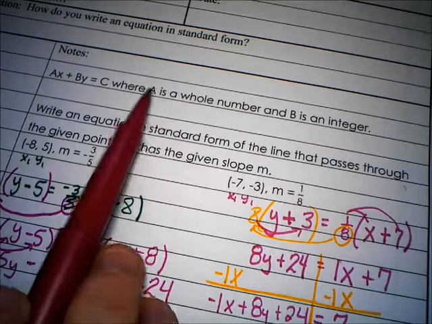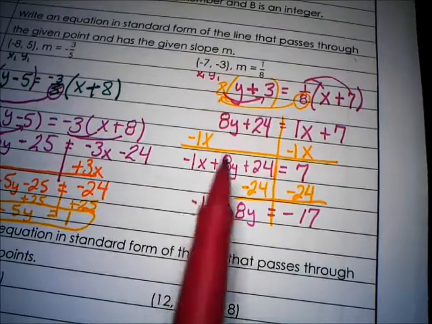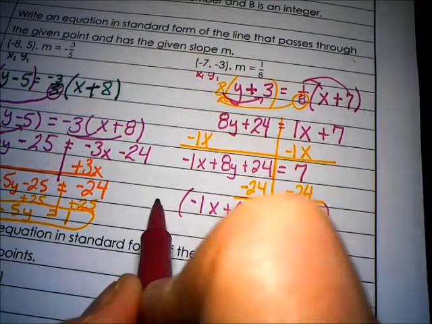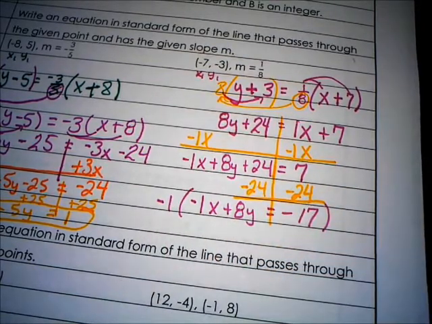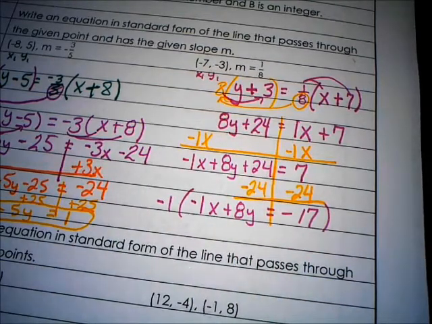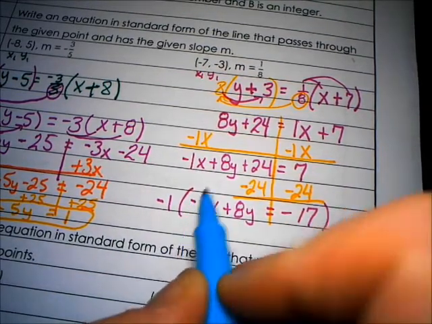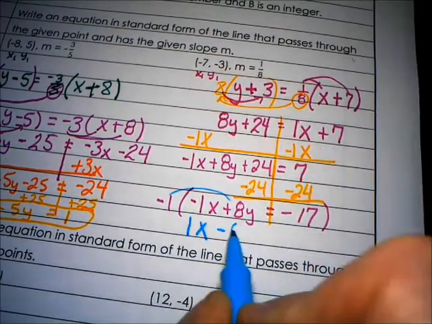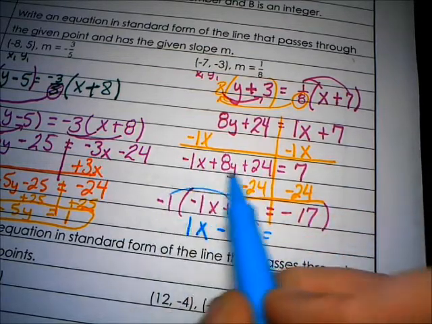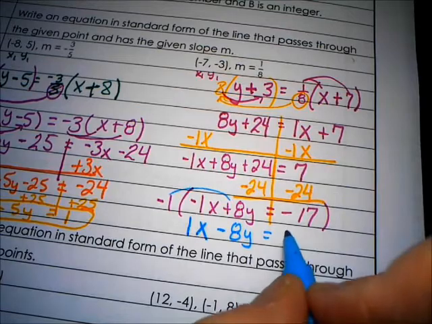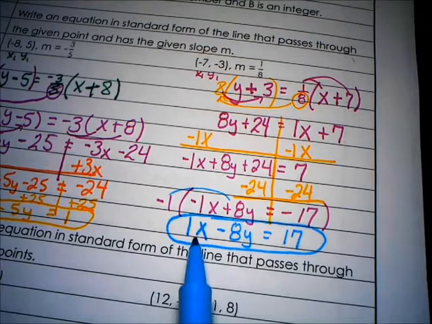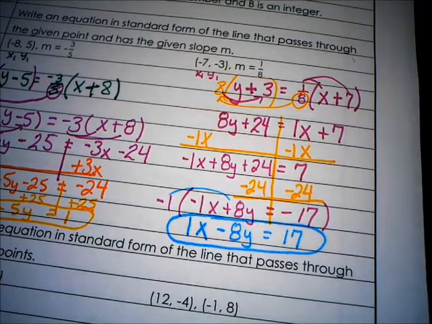If I look up here, it says A has to be a whole number. A is my front letter, that's with my x. So this is leading with a negative 1. Negative 1 is not a whole number, so I need to multiply this by a negative 1. When I do so, it changes all of my signs, because negative 1 times a negative 1 is now a positive 1, and negative 1 times 8 is a negative 8, and then negative 1 times negative 17 turns it to a positive 17, and then I have my answer. The A, the front number, cannot be negative. It must be positive whole numbers.